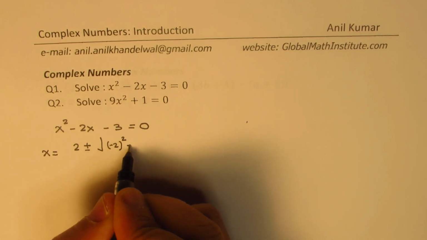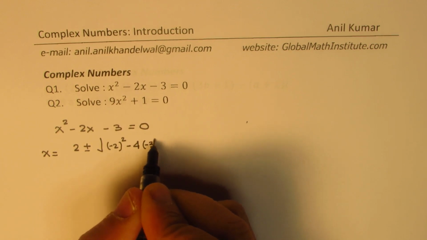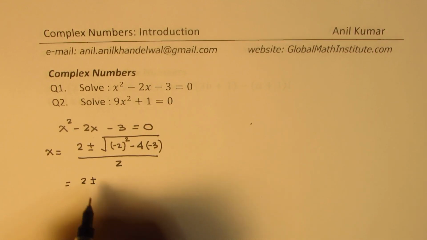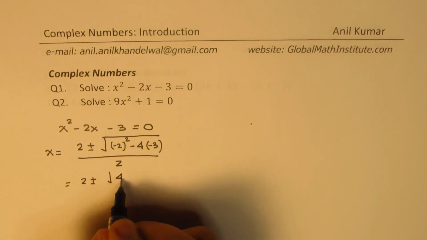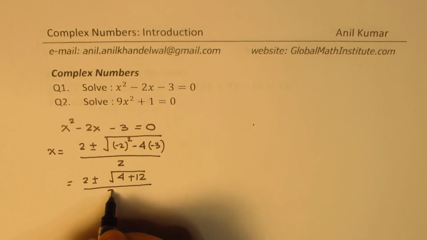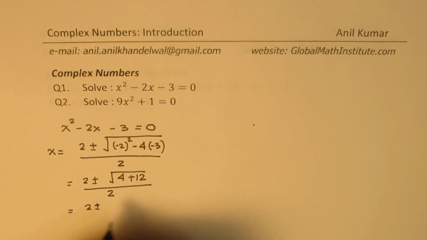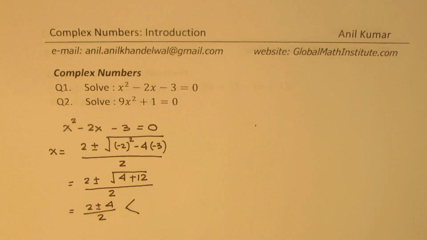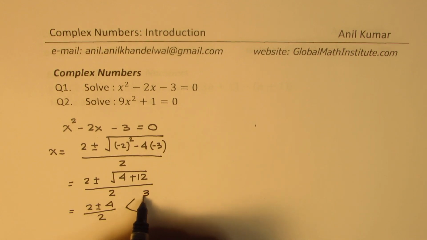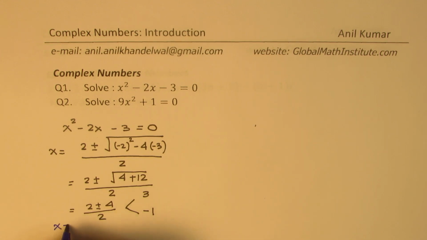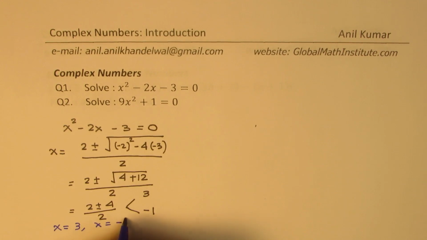So minus 2 squared minus 4ac, so 4 times minus 3, square root, divided by 2. When you do that, you get 2 plus minus square root of 4 plus 4 times 3, which is 12, divided by 2. So what we get here is 2 plus minus square root of 16, which is 4, over 2. That gives you two solutions. One is 6 divided by 2, which is 3, and one is minus 2 divided by 2, which is minus 1. So we have two solutions, x is equal to 3 or x is equal to minus 1.